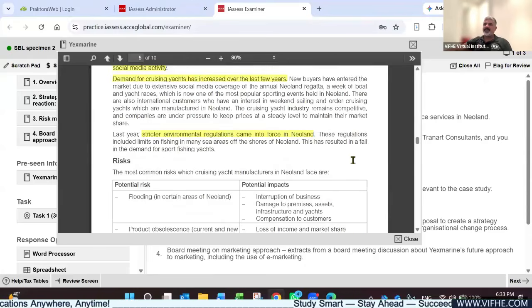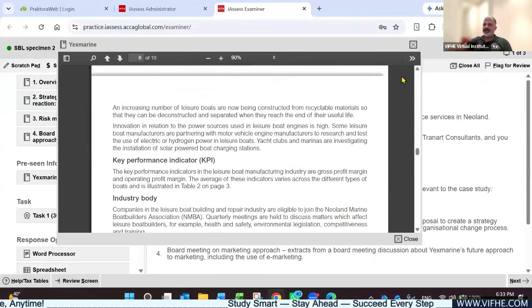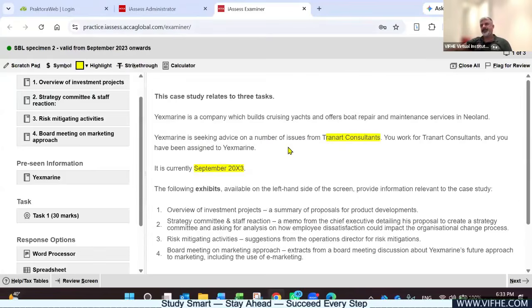When was the pre-seen published? How many days before the paper was the pre-seen published? At least 2 weeks before. So are you expected to be aware of the pre-seen information when you are doing the paper? Yes. So this one is not new. You are already expected to be well versed with the pre-seen, but just for reference purposes, it is also available so that if you want to look at the pre-seen or extract some information, you can easily go there.